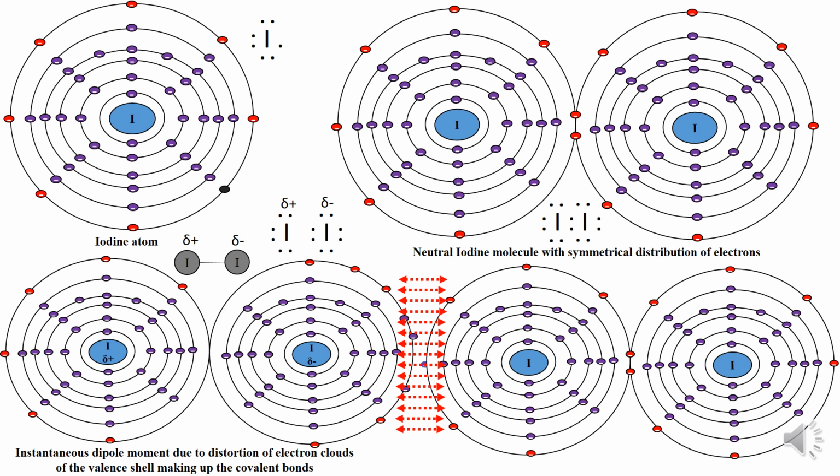Now the iodine atom, where you find the clustering of electrons, tends to repel the electron cloud on the neighboring neutral iodine molecule. So it repels electrons in the atom of the neighboring molecule, leading to an induced dipole.